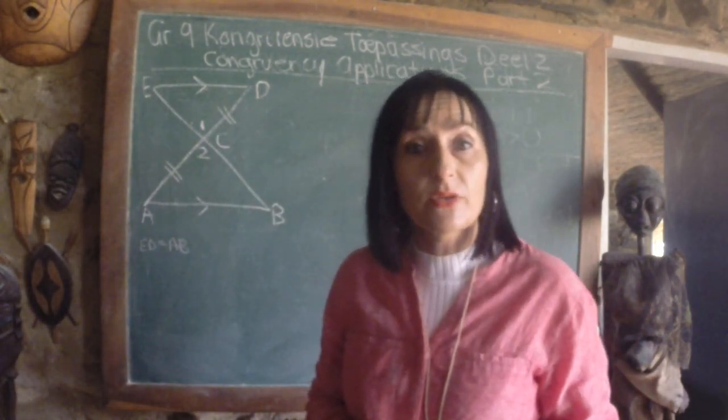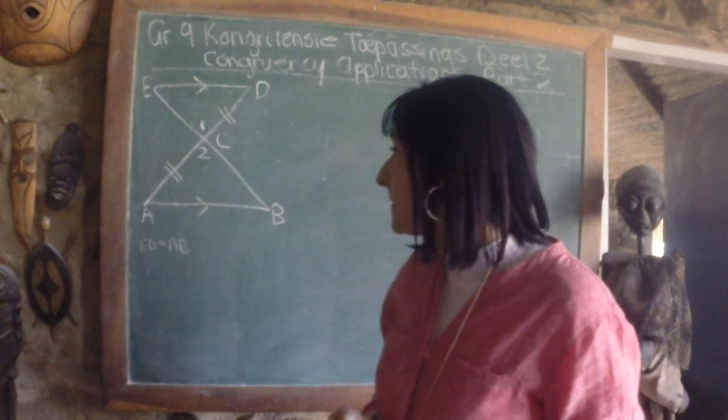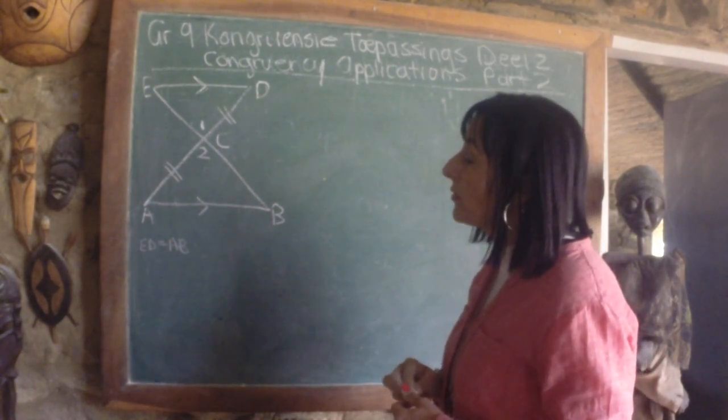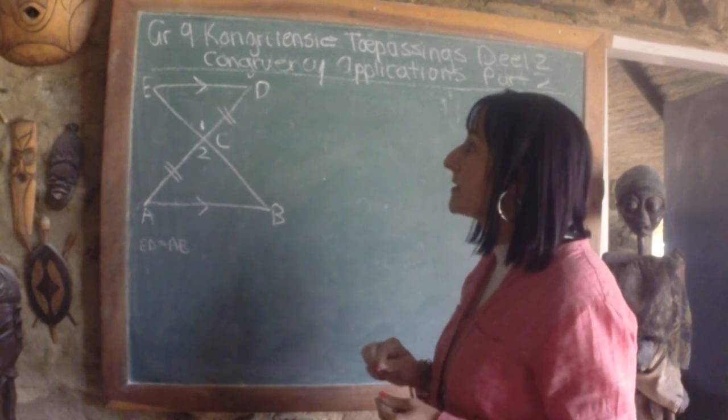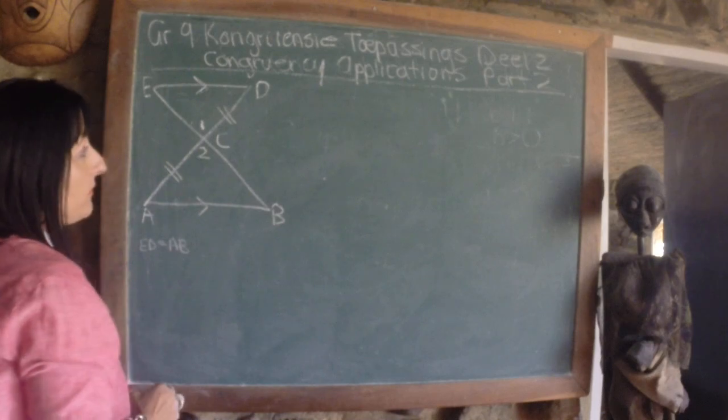We are still busy with congruency. We're going to do another example on congruency. If you look at this picture and the question afterwards, you will see that this picture is two triangles, the one on top of the other one.